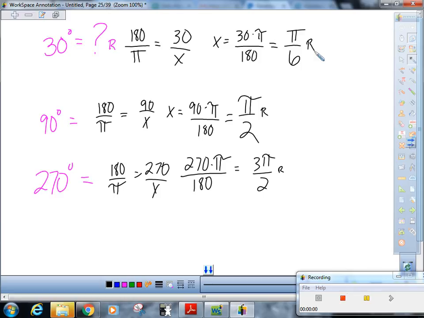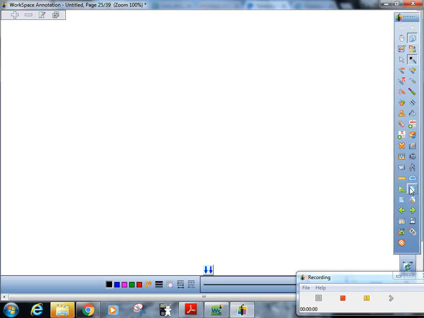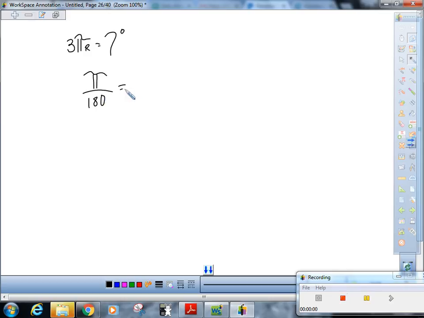Okay? What if we wanted to go the other way? 3 pi radians equals how many degrees? Just do the same thing. Okay? Pi is to what? 180. Like 3 pi is to x. 3 pi times 180 divided by pi.